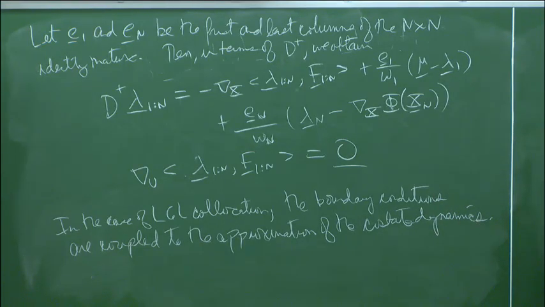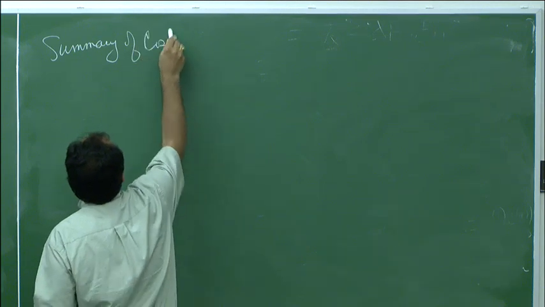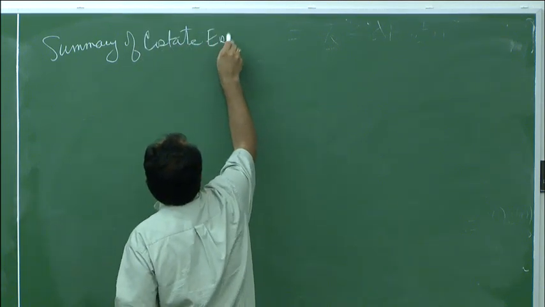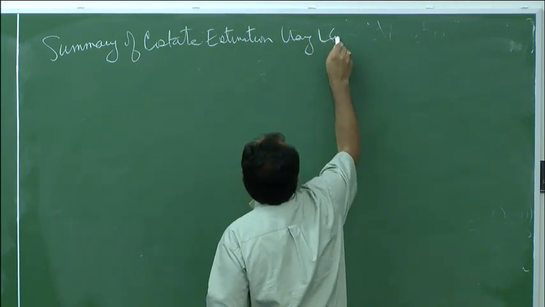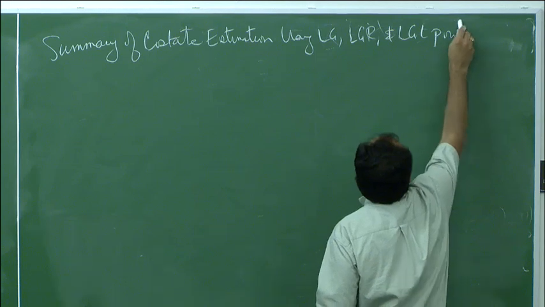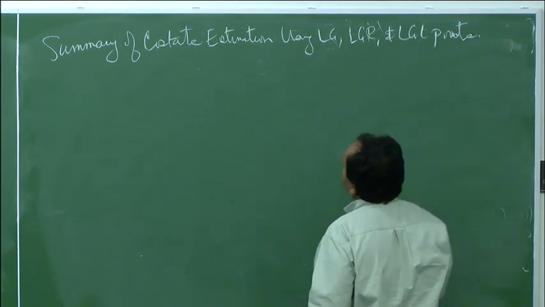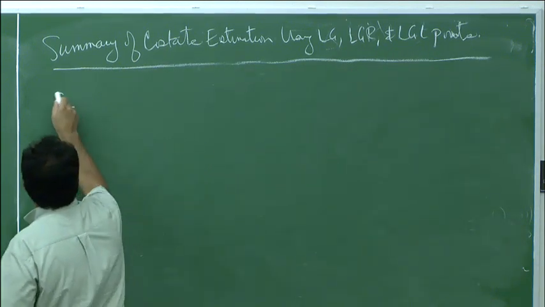So let's just summarize all this now. We've got 3 sets of costate estimates. I'm going to write them all down because the whole point of this is to make your life easier, not to make your life harder. Summary of costate estimation using LG, LGR, and LGL points. Okay, now let's go through this. So here's our summary, which is 1, LG collocation.